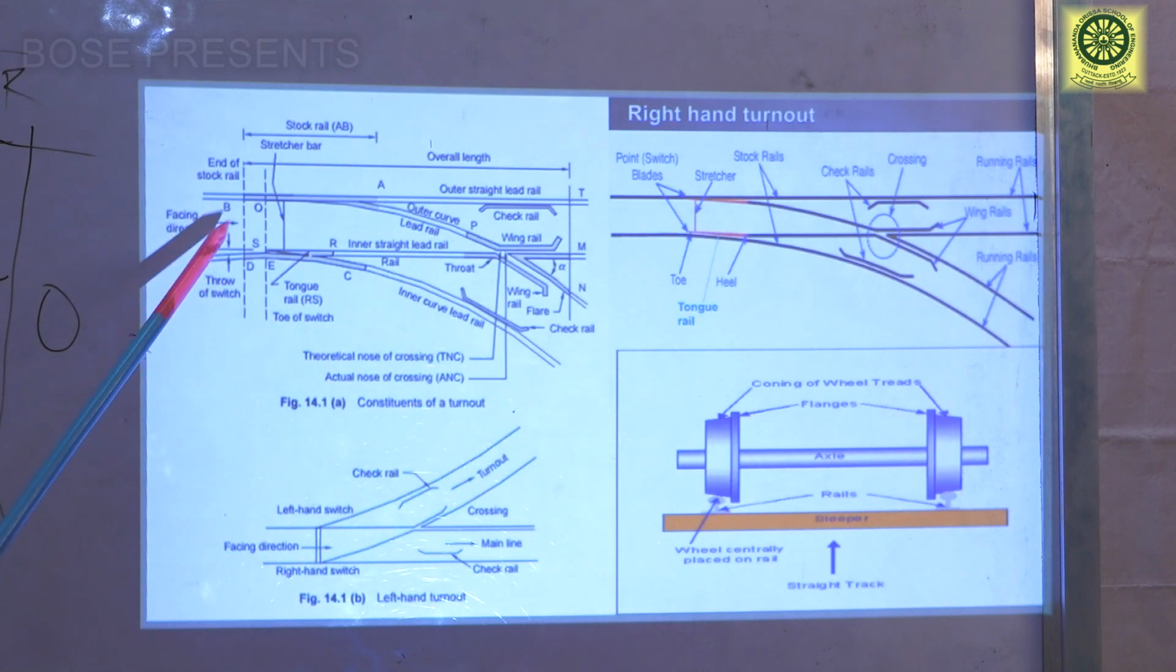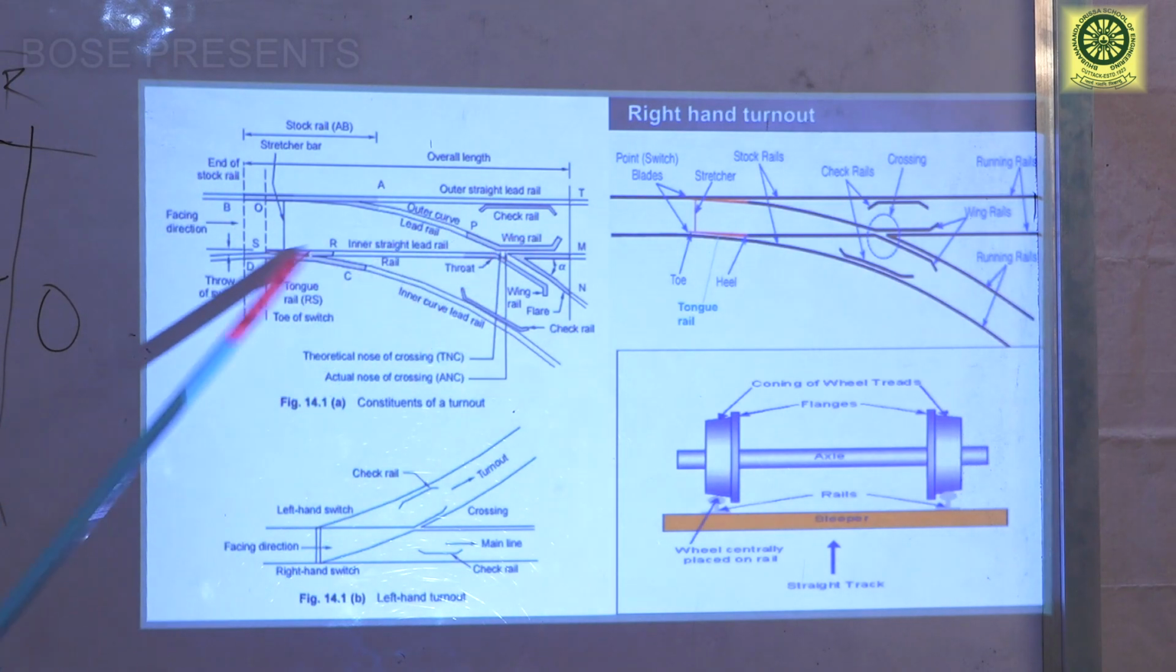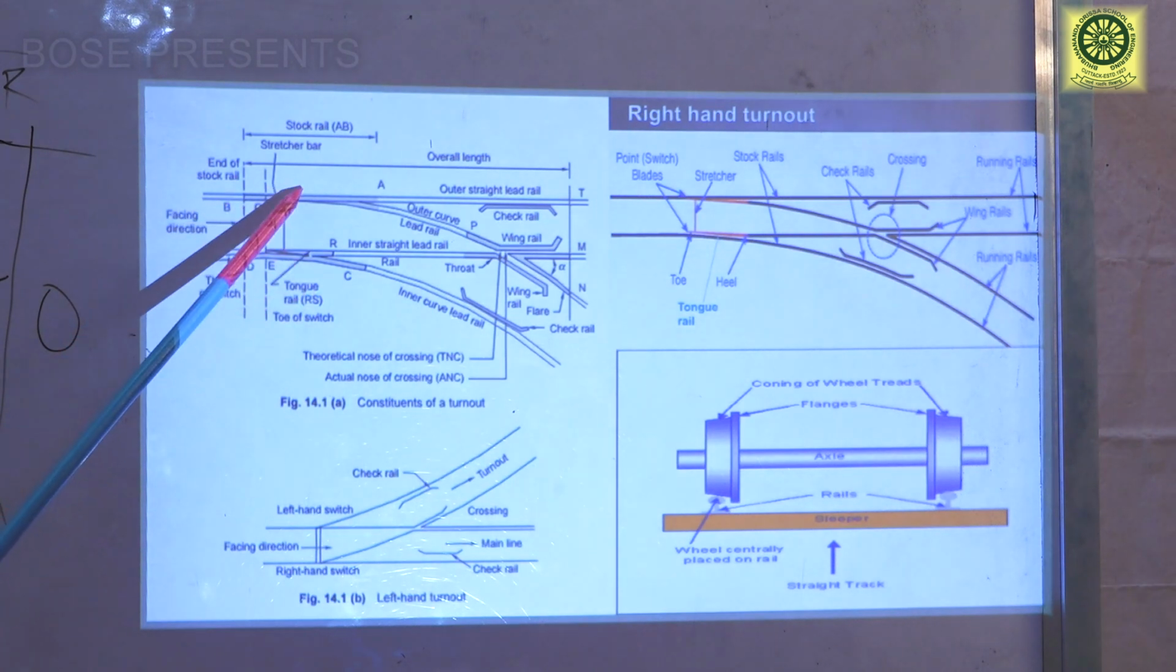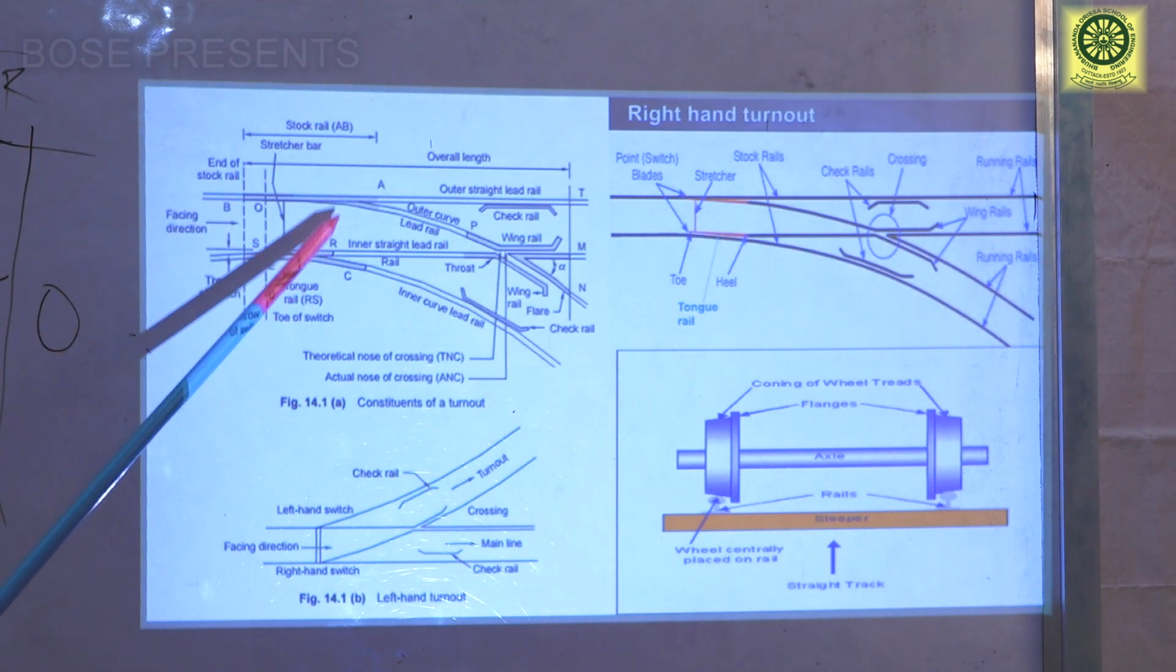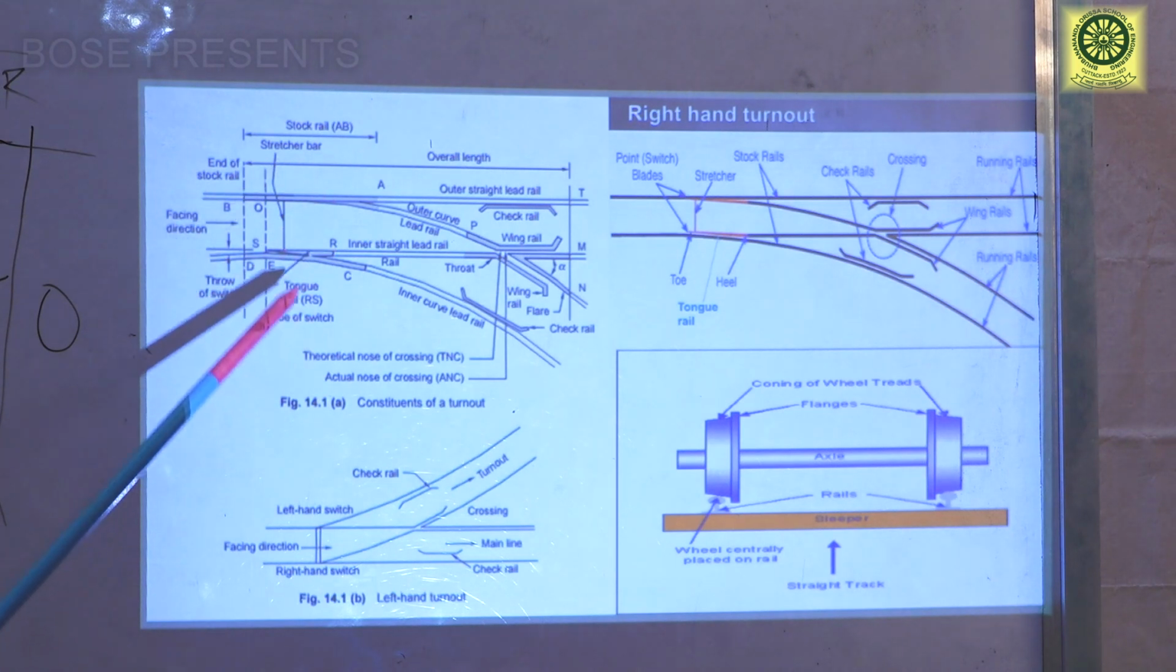It is a facing direction. What do you mean by facing direction? We stand at the point and look towards the crossing. Then we give our facing direction. So it is facing direction. This is a pair of stock rails. This is a pair of tongue rails. And this is a heel block.